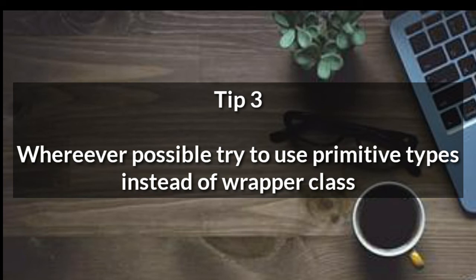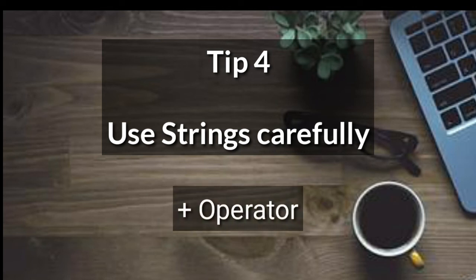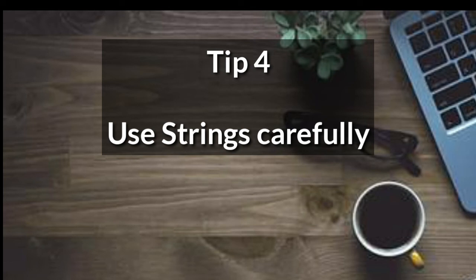The next thing is use strings carefully. You must be careful while using strings. A simple concatenation of strings can reduce the performance of a program. For example, if we concatenate strings using the plus operator in a for loop, then every time plus is used, it creates a new string object. This will affect both memory usage and performance time.